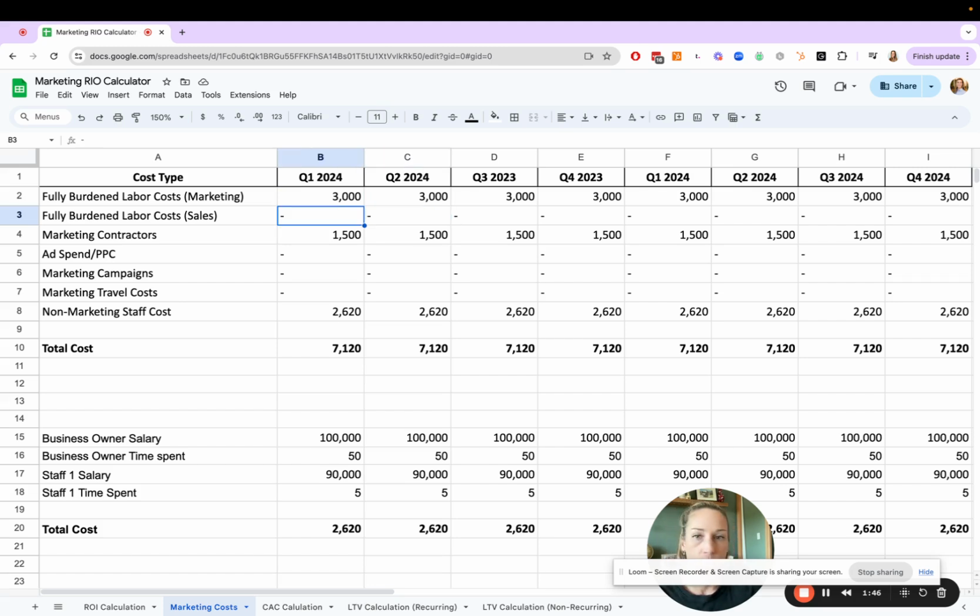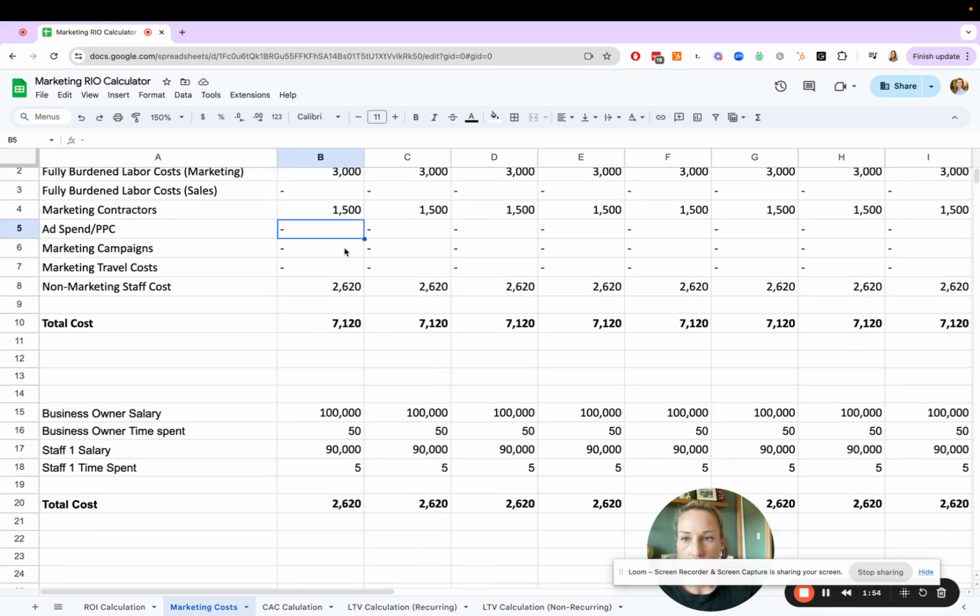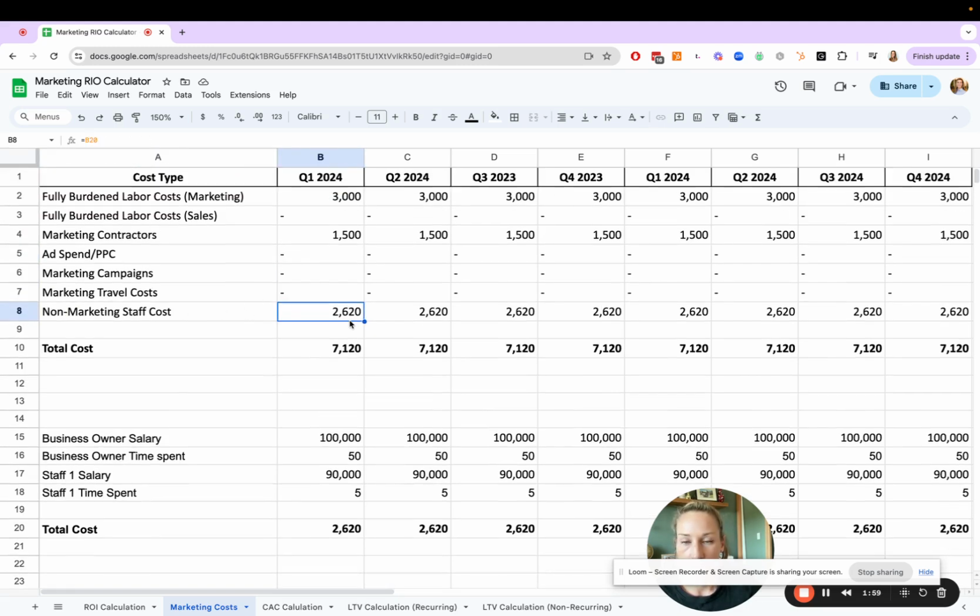Then we want to know, what are our salespeople costs if you have a salesperson on staff? And then we want to know if you have contractors, if you're spending money on advertisement, marketing campaigns, travel costs, non-marketing staff costs. So that would be all things that you could pull from your P&L. And then the non-marketing staff costs.